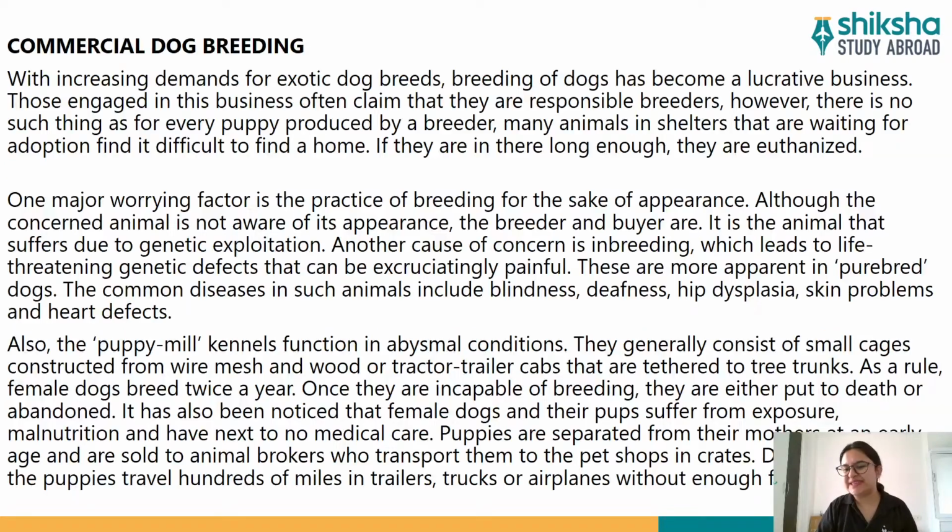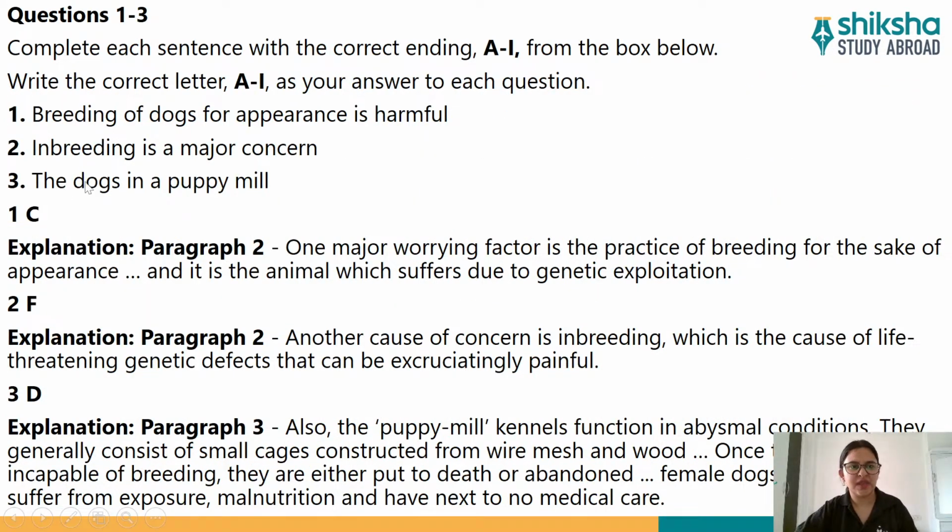Now we come to match sentence endings. This is quite simple, but again it can be tricky if you do not follow certain tricks. So the questions might look like this. Questions 1, 2, 3. Complete each sentence with the correct ending A to I from the box below. So write the correct letter A to I as your answer to each question. Okay, so we have to write A to I. Now, first is, breeding of dogs for appearance is harmful. Okay, so this is the question.